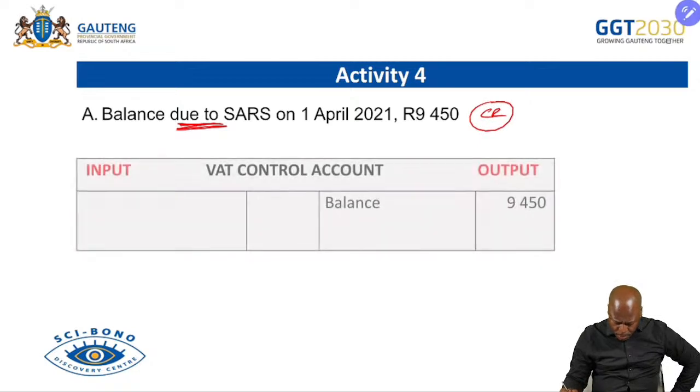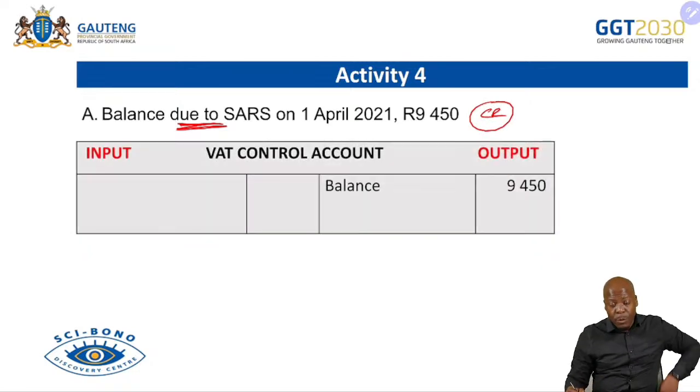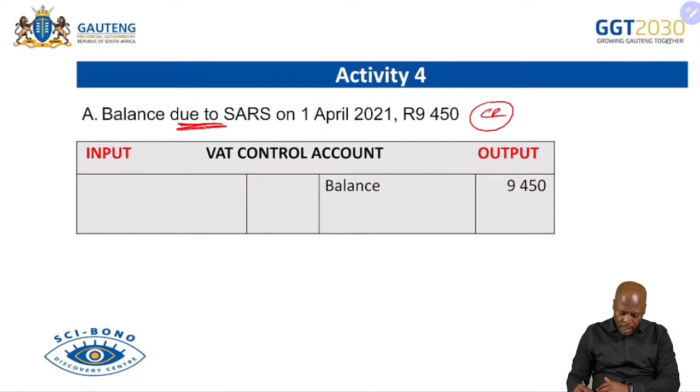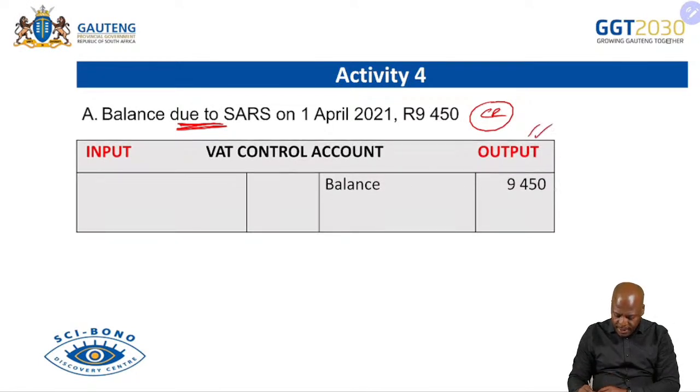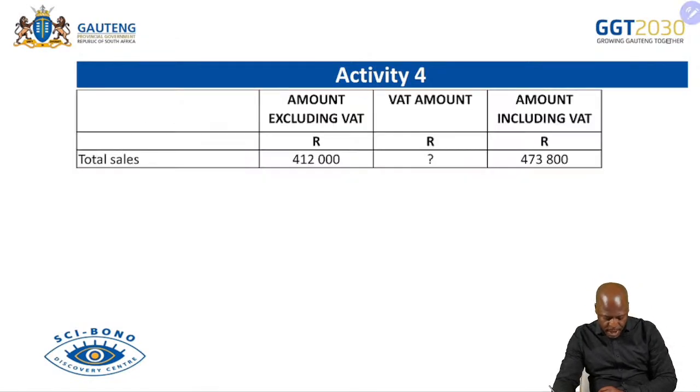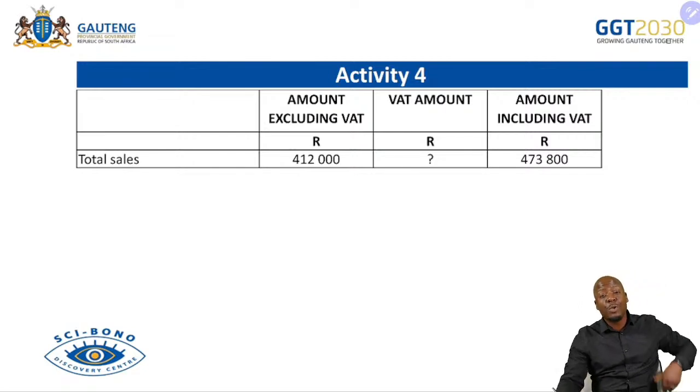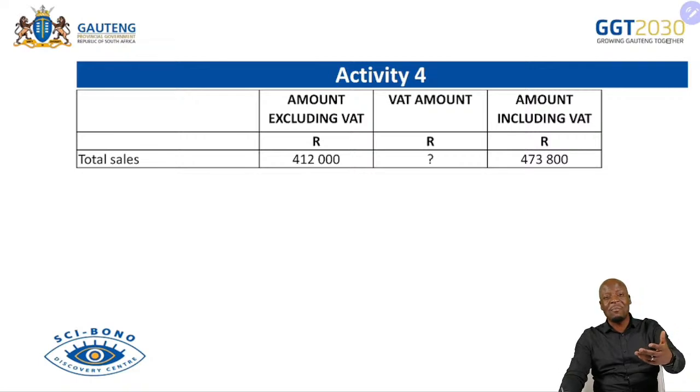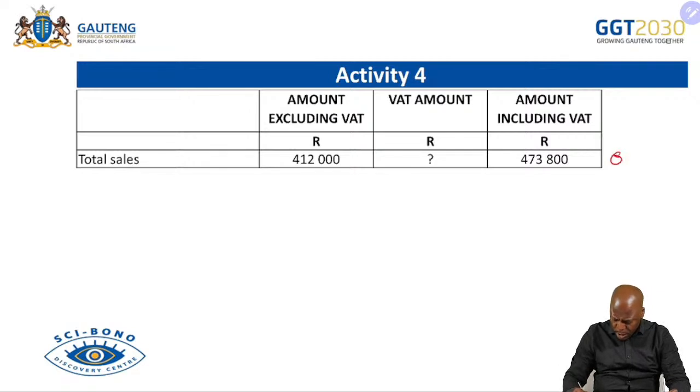Let's see if I'm to prepare. There is my VAT control account. So if you're to do a VAT control account, you'd find it on the output. That is the credit side. Balance due to SARS, 9450. Let's quickly go now. The first information is saying total sales. So here we have sold goods. I'm going to ask you again that very simple question. If I've sold goods, input, output? Sold goods, goods are going out, so it becomes output VAT. So already here I know this is my output VAT.